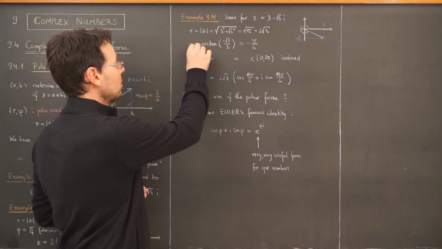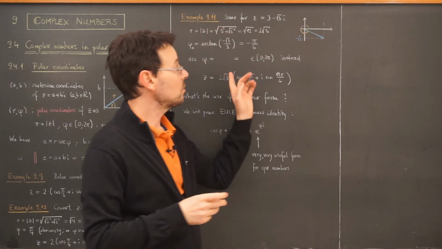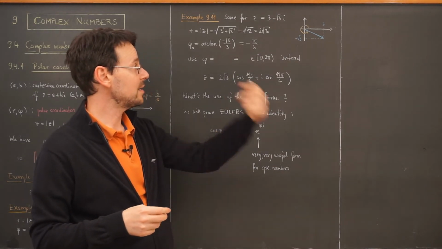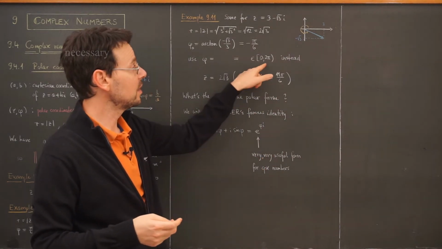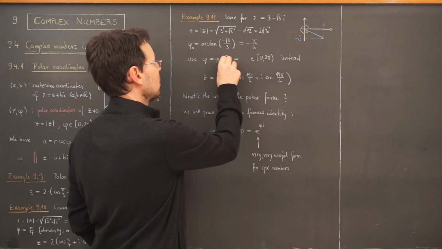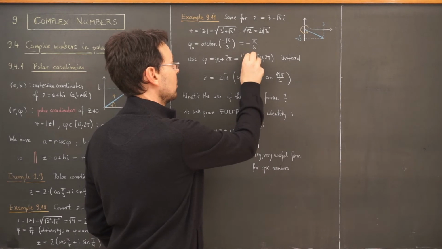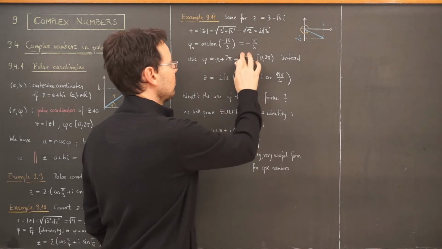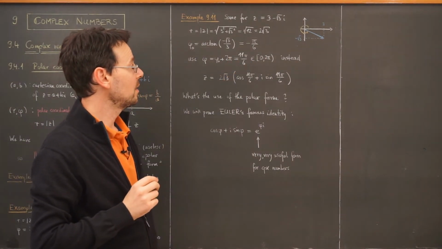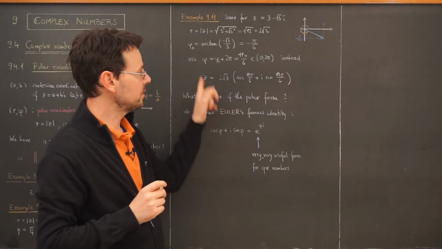But now we wanted our argument to be in this interval. So the tangent has a period of pi, so you start adding as many pi's as possible until you end up here. In this case, you have to add 2 pi, and then you end up with 11 pi over 6, and this is indeed in this interval as required. And then we end up with this expression.